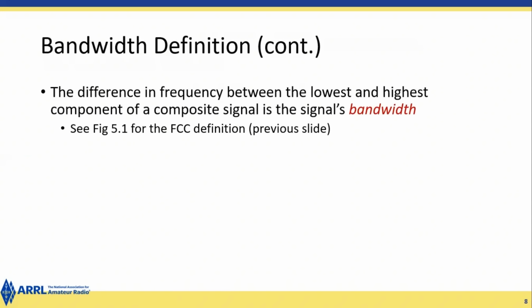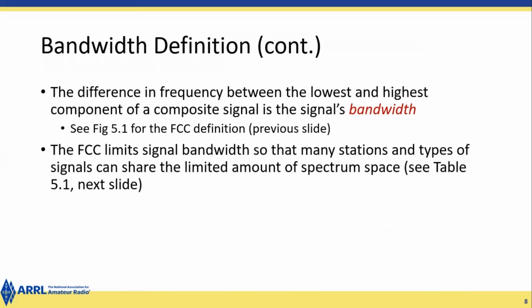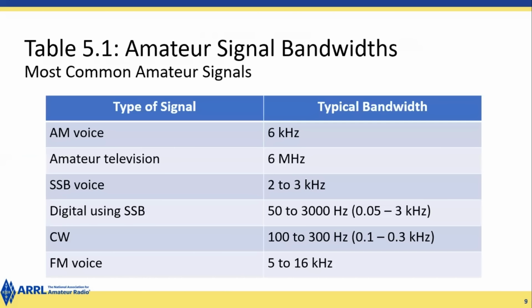The difference in frequency between the lowest and highest component of a composite signal is the signal's bandwidth. The FCC limits signal bandwidth so that many stations and types of signals can share the limited amount of spectrum space. So we're limited to about 3 kilohertz on the single sideband. That's why I show, okay.